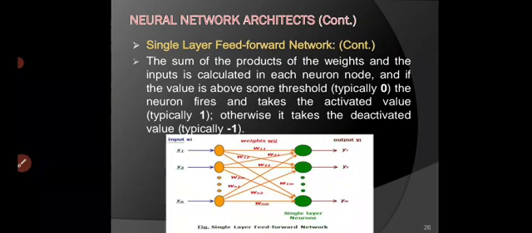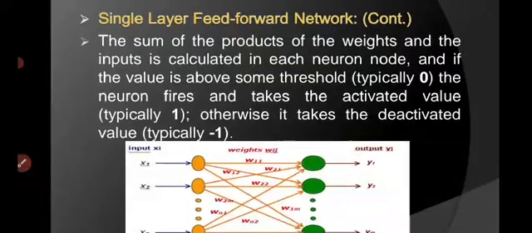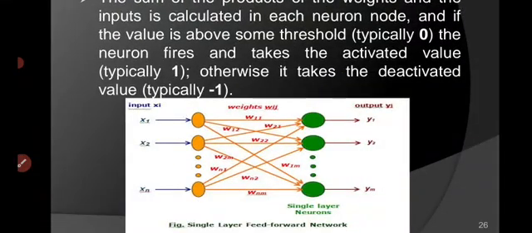The sum of the product of the weights and the inputs is calculated in each neuron node, and if the value is above some threshold or some fixed value, typically 0, the neuron fires and takes the activated value, typically 1. Otherwise, it takes the deactivated value, typically -1. So this is the typical figure of a single layer feed forward network.